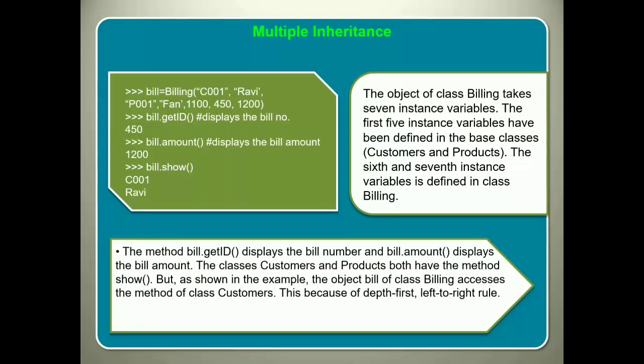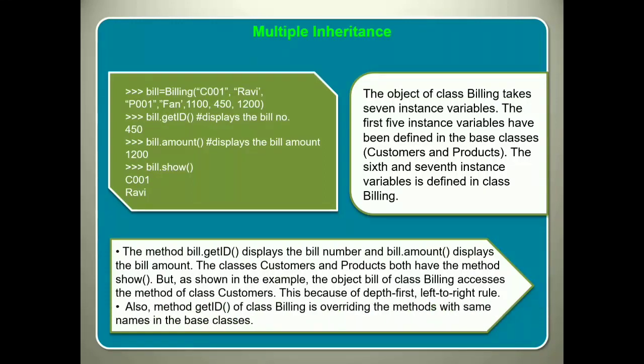The classes customers and products both have the method show. But as shown in the example, the object bill of class billing accesses the method of class customers. This is because of the depth first, left to right rule. Also, the method bill.getID of class billing overrides the methods with the same names in the base classes.